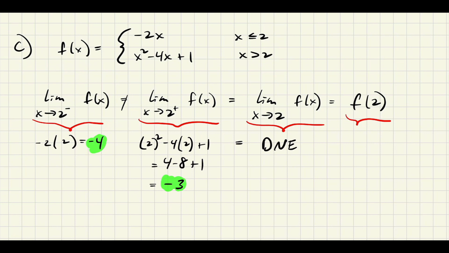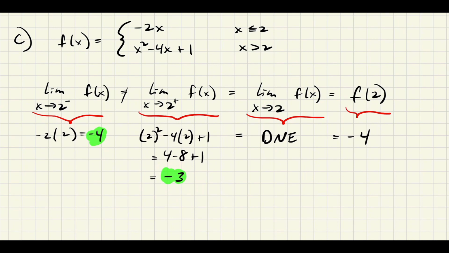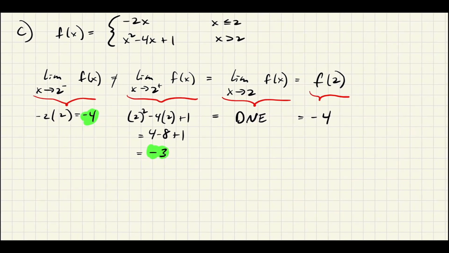F of 2, we would plug into the top, which we did earlier, so that would be negative 4, right? So if this guy right here was negative 4, it would have been continuous. But because this guy is a negative 3, it's not continuous. So we would say f of x is not continuous, or you can say discontinuous, at x equals 2.